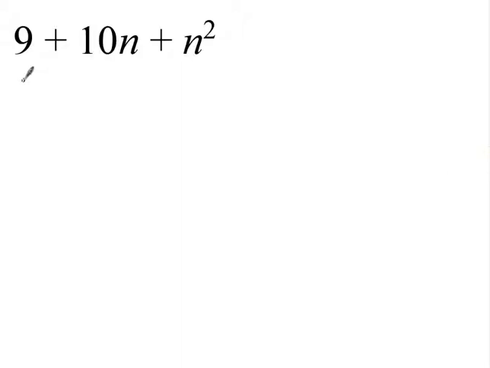Standard form would be what? n squared plus 10n plus 9. So we're going to start, and what number am I going to start looking at? The 9. Yep, perfect. 2 factors of 9 that add to 10. So what are the 2 factors of 9 that add to 10?